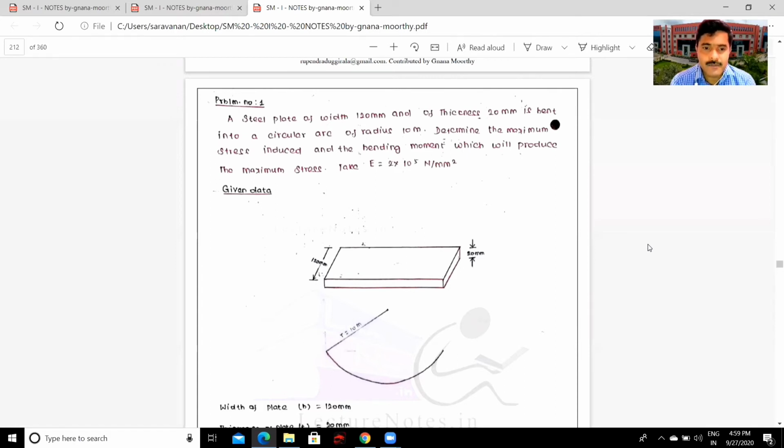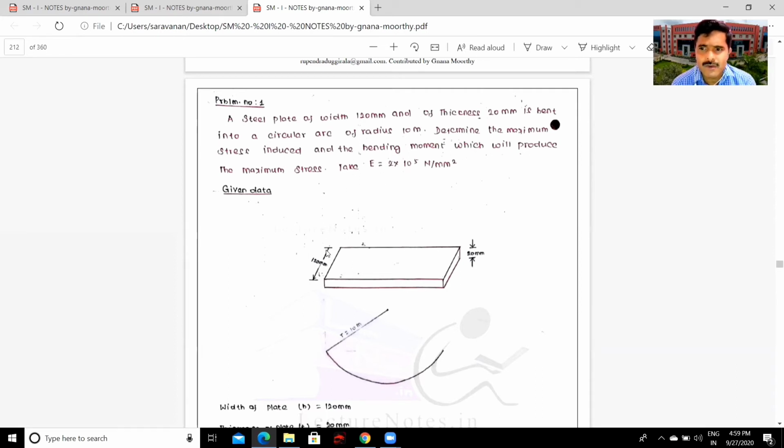You can see the first problem: a steel plate of width 120 mm and thickness 20 mm is bent into a circular arc of radius 10 meter. Determine the maximum stress induced. Because of the bending, the maximum bending stress will be developed. So determine the maximum bending stress induced and the bending moment which will produce the maximum stress.